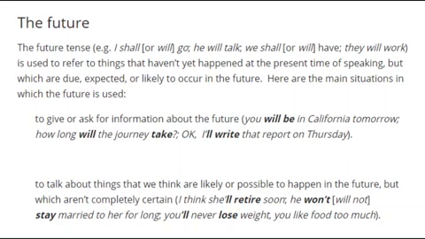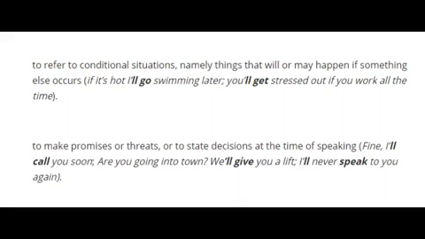Now, where else do we use future tense? Have a look here also. We also use future tense to refer to conditional situations, namely things that will or may happen if something else occurs. For example, if it is hot, I will go swimming later. You will get stressed out if you work all the time. These are the sentences which show the conditional situation.